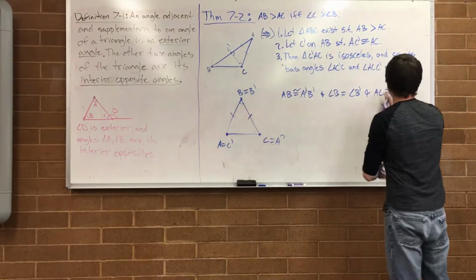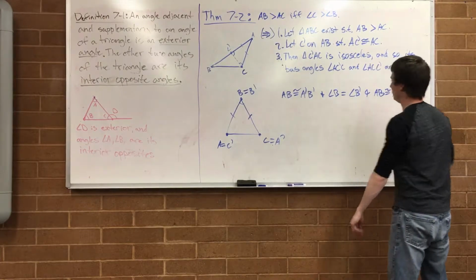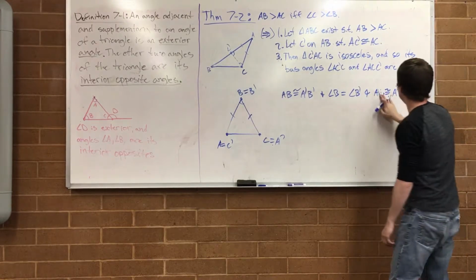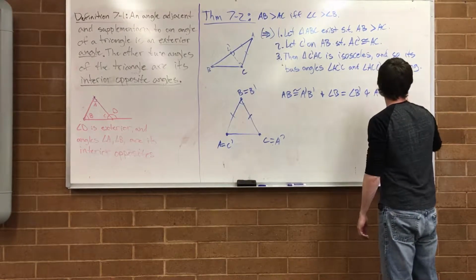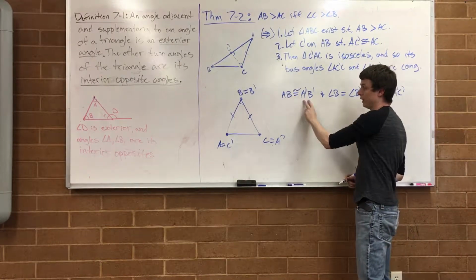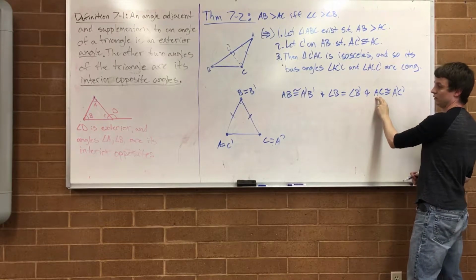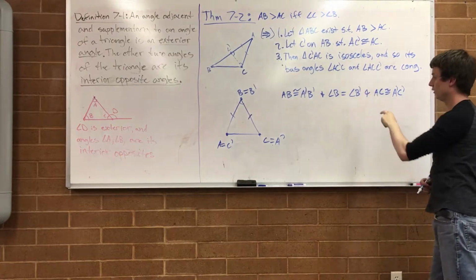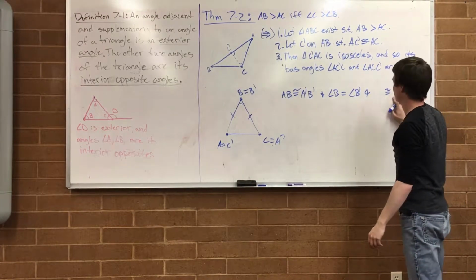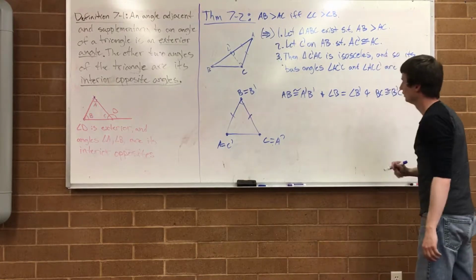AB is congruent to A prime, B prime. No, it's AC is congruent to C prime, A prime. So we showed AB is congruent to A prime, B prime. B is congruent to B prime. And AC is congruent to C prime, A prime. I keep labeling the point wrong. It's BC. It's BC congruent to B prime, C prime.